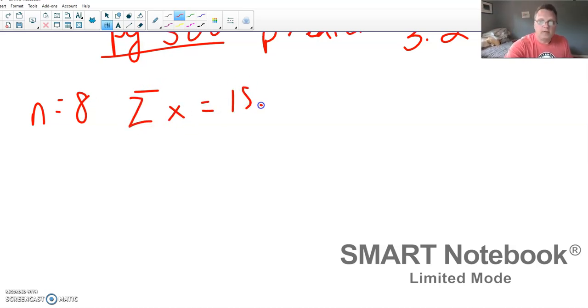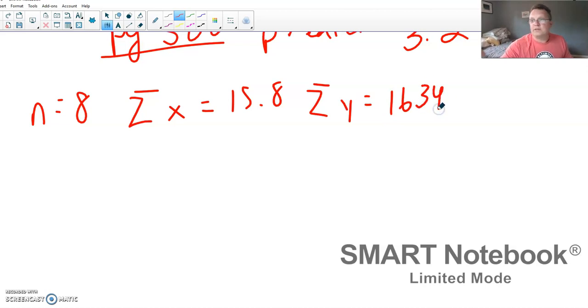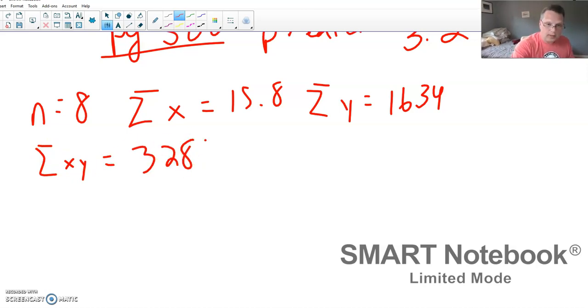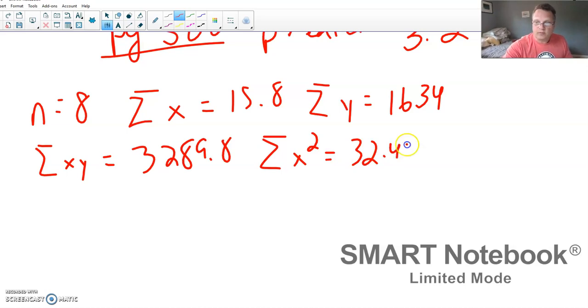So from that previous information, we have n equals 8. Summation of x equals 15.8. Summation of y equals 1634. This is from the previous lesson. The summation of xy is 3289.8. The summation of the x squareds is 32.44.